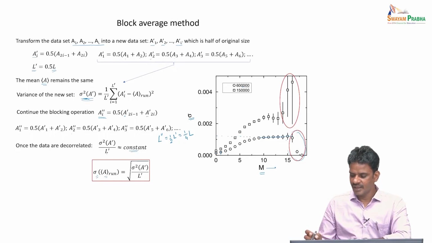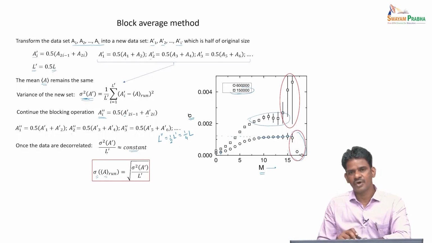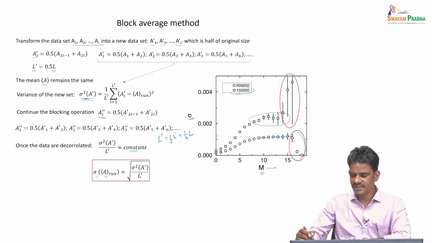This is more amplified if you look at this data set, where initially we had only 150,000 data points. When you do the blocking operation, you can see that the plateau has not really been reached properly, because the amount of data to start with wasn't enough, and because of that you can see a large error coming up to start with.